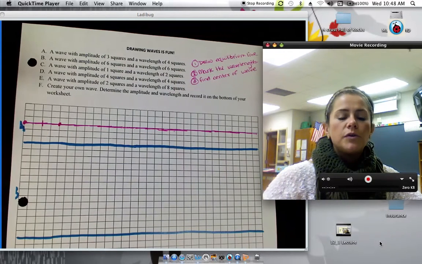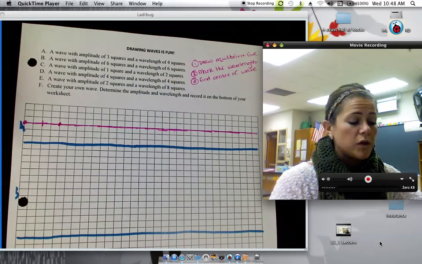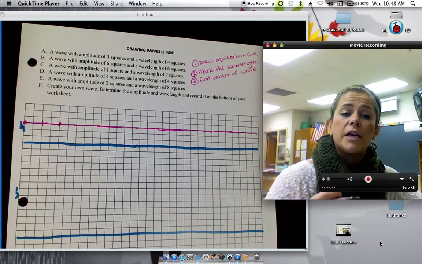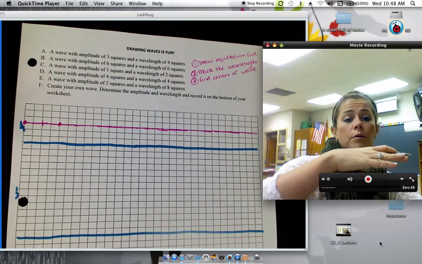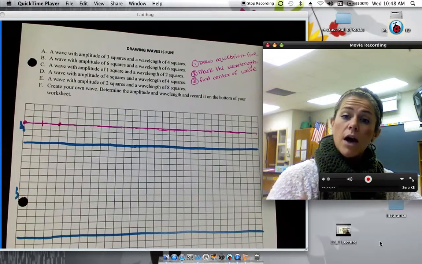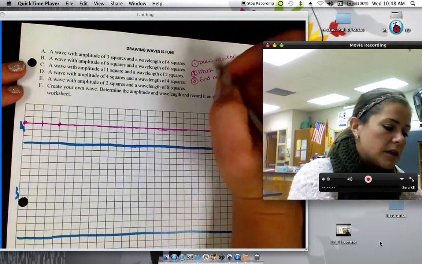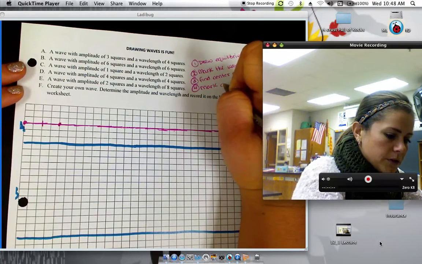So after we do that, we have to think about our amplitude. So the amplitude of our wave is 3 squares. If you remember, amplitude is from rest position or equilibrium to crest, or rest position or equilibrium to trough. So our amplitude, let's go ahead and mark with a hashed line. So that's 4. Mark amplitude.